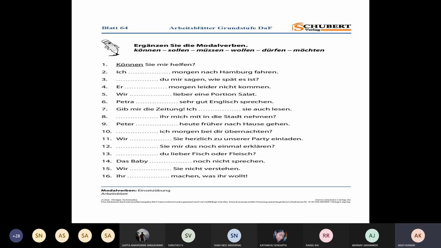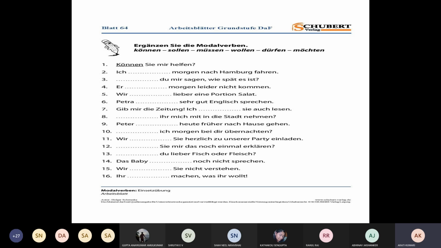Können Sie mir helfen? Can you help me? Yeah, so in here the modal verb is können. Now let's move to the second one. Ich, morgen, nach, Hamburg, fahren. So what do we do for this?